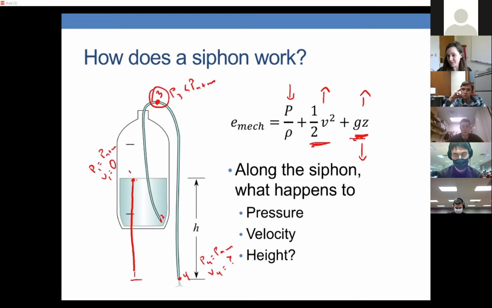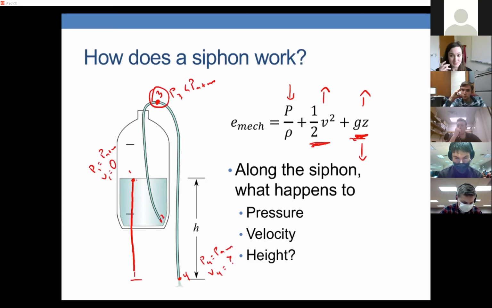Do you know how you do it? I have. Nathan, you've done it. How do you prime a siphon? So you basically have to suck up the water to the point where it would start to flow. Yes, exactly. It won't flow until you put it in your mouth and suck on it.